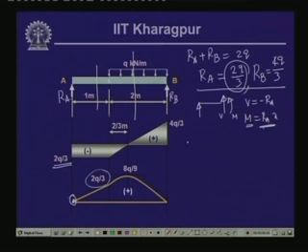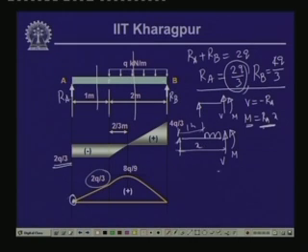If we take the free body diagram of that part, we have the reactive force over here. We have the uniformly distributed load, which starts 1 meter away from this end, and at this section again we have V and the bending moment M. Let us call this distance X.